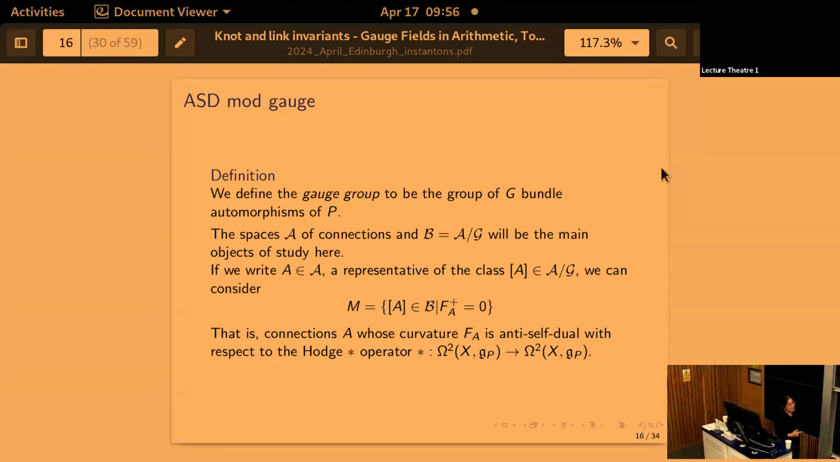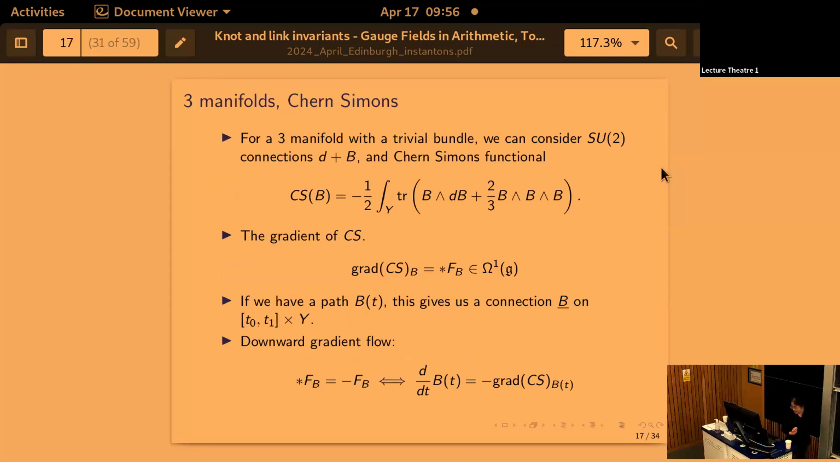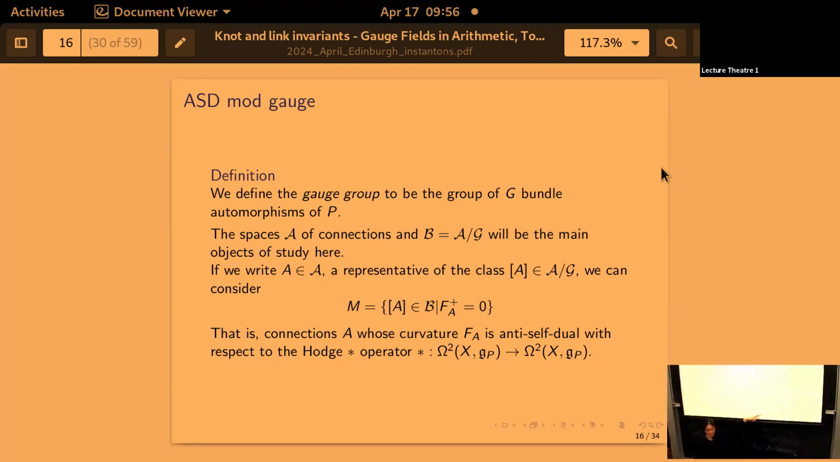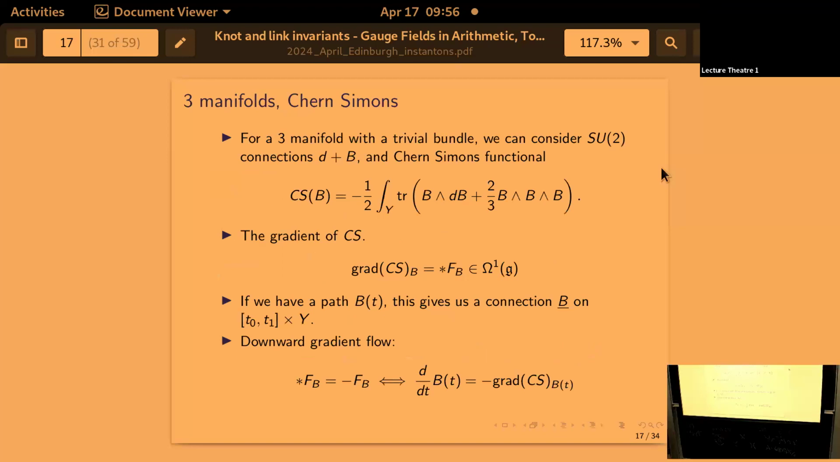These are called instantons. There are some other reasons one might be interested in instantons that I don't really want to get into, but you should just believe that these are inherently interesting. But we're going to be interested in them for a very specific reason, which is that we're going to be using these to study 3-manifolds. So instantons are inherently a 4-dimensional phenomenon because you can only do this anti-self-dual thing in 4 dimensions. But we're using this 4-dimensional gadget to study 3-dimensional things.